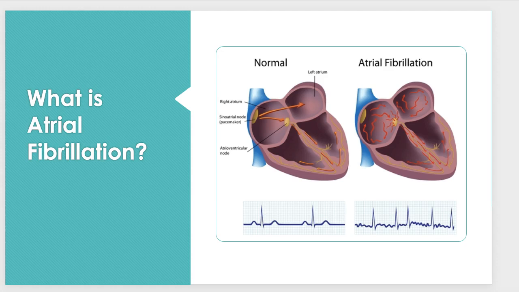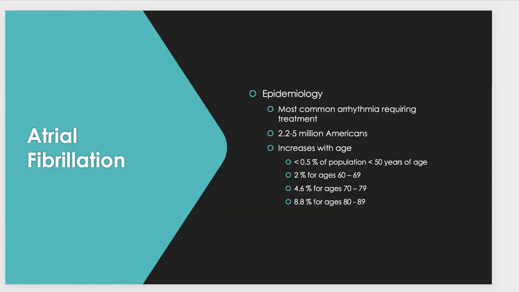So some of the most common heart arrhythmias, the first one is atrial fibrillation. It's quite common. 2.2 to 5 million Americans have atrial fibrillation, and that number is continuing to increase with the baby boomers. And you can see as patients age, their chance of having atrial fibrillation increases.